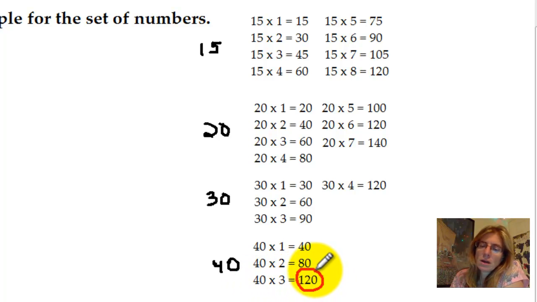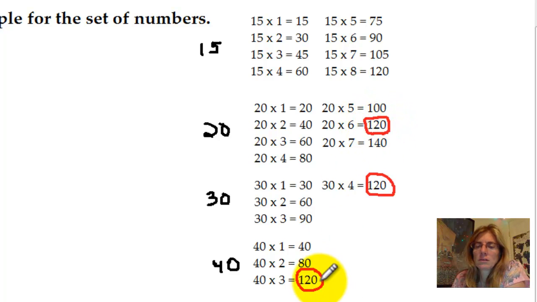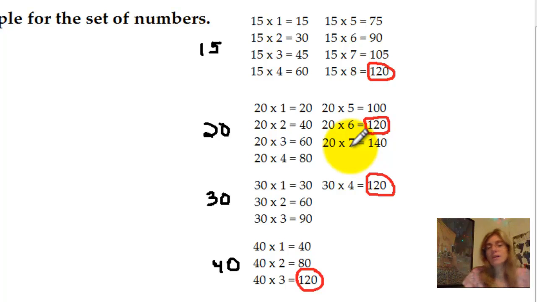120. Does 30 times 4 have a 120? 20 has this common multiple at 20 times 7. Whoops, 20 times 6. And 15 has that at 15 times 8. You finally have 120. So 120 is the least common multiple for these four numbers. But if you have to list multiples up to maybe 10 for each number or 5 for each number, that's still a lot of work.